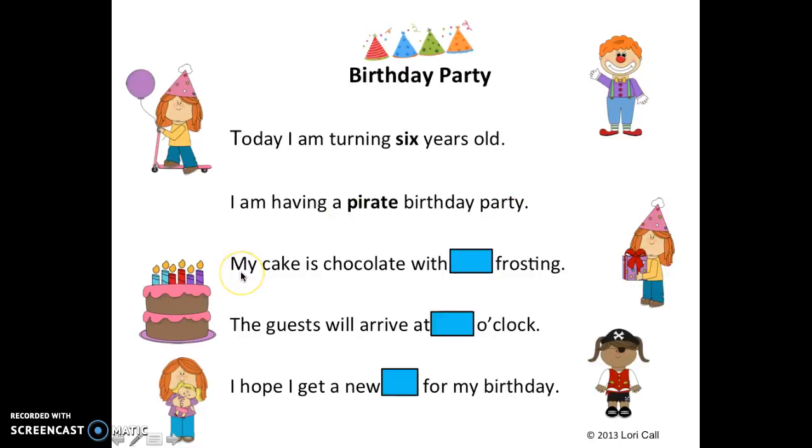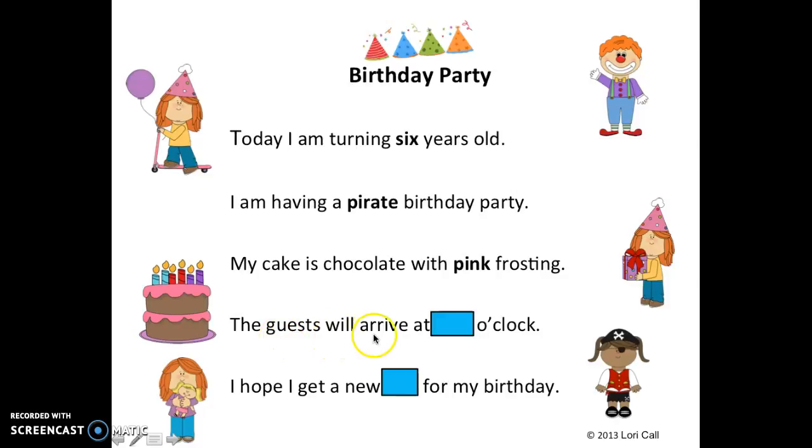Okay, let's try another one. Remember, I'm going to skip the tricky word and read the rest of the sentence. Then I'm going to go back and try it again. My cake is chocolate with frosting. Ooh, I see a clue over here. I think I know the word. I think it's going to say pink. My cake is chocolate with pink frosting.